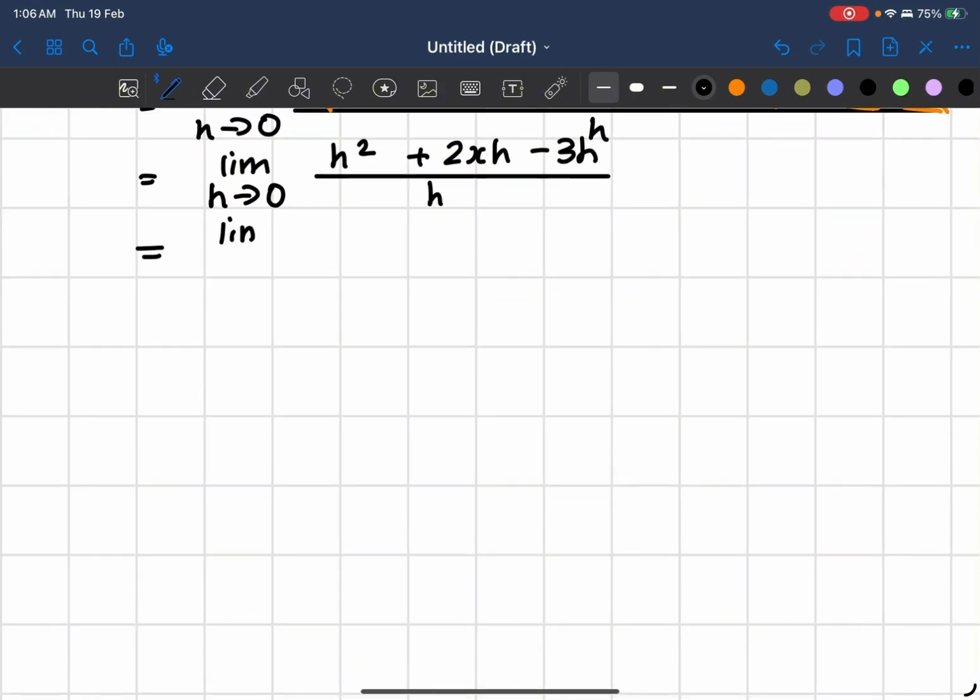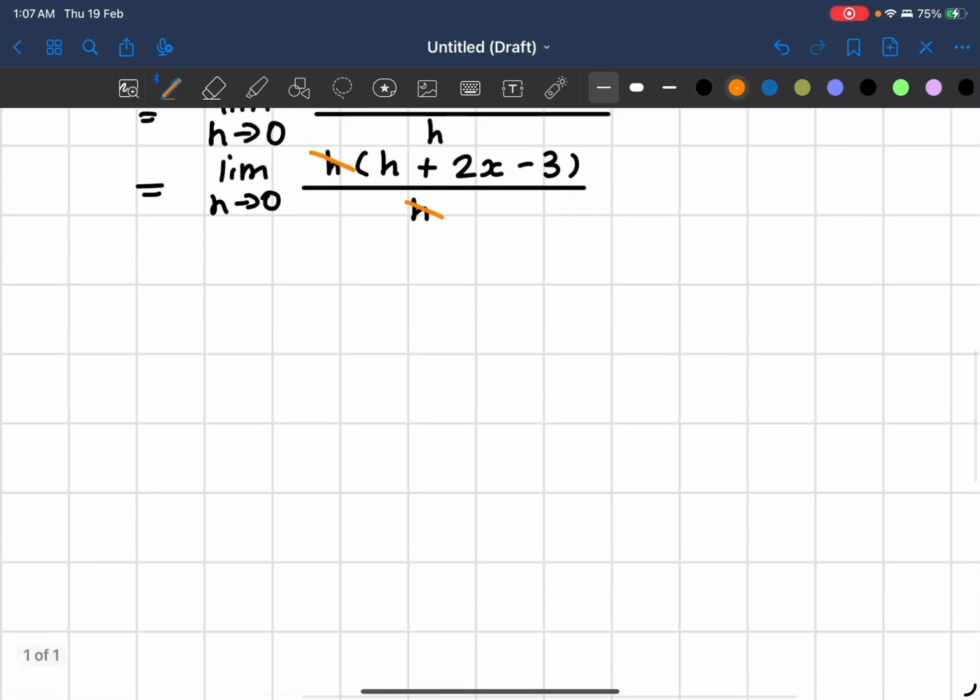I can see a common factor in the numerator, and that is just h. So I can take h out as a factor, and I will be left with h plus 2x minus 3 divided by h. And now I can cancel these two out, and I'll be left with limit of h to 0 and h plus 2x minus 3, just this bracket.